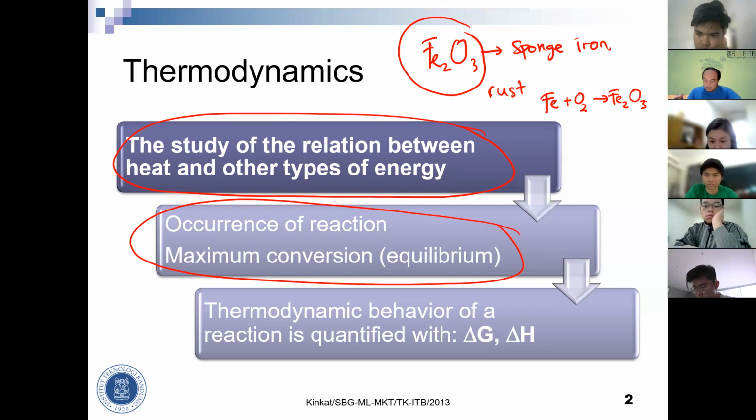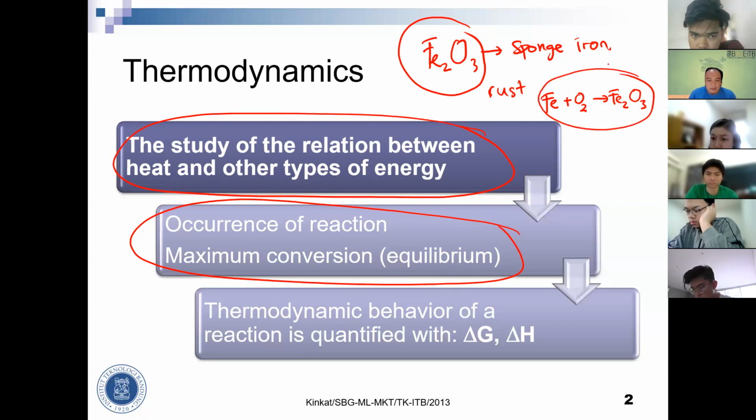That's what we learn in chemical reaction engineering 1: how to make a process faster, how to evaluate the kinetics, how to evaluate a reaction in terms of its speed. But first, what we need to evaluate is the thermodynamics. Is it thermodynamically feasible or not? If it is feasible thermodynamically, we can use some kinds of technique to make it happen faster, like this iron oxide production.